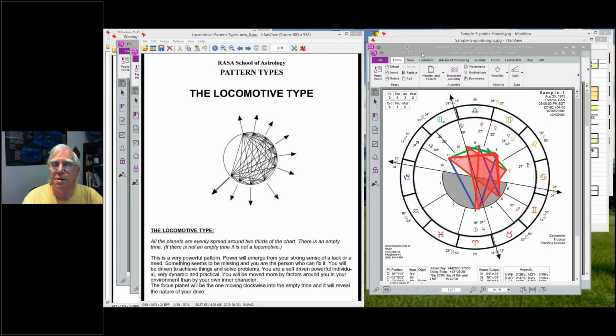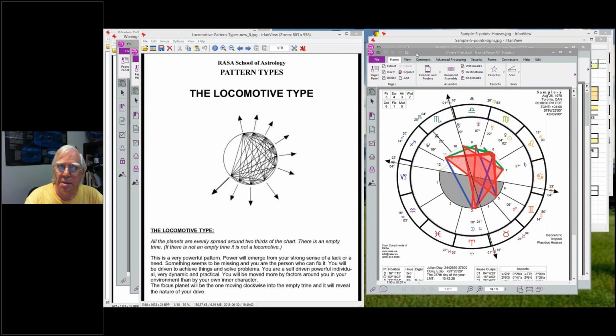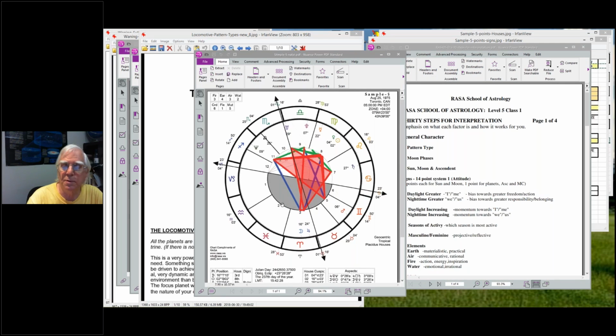So when we look at this chart, you can see there's the moon as the focus in it. All the planets are spread around evenly, but this emptiness has to be filled. It has to be worked. So in this case, the drive is the moon. It's the needs. It's the feelings.